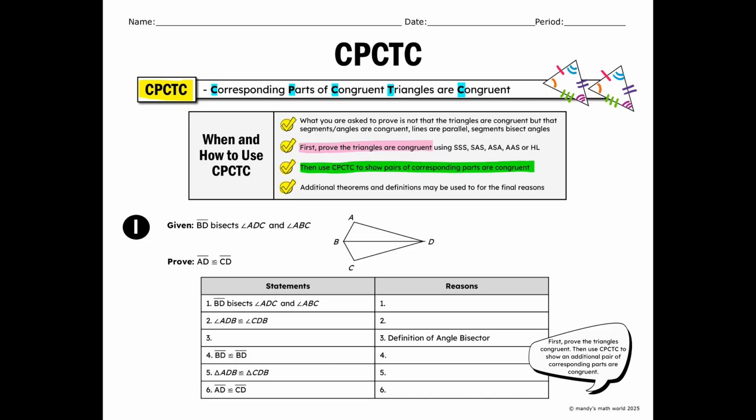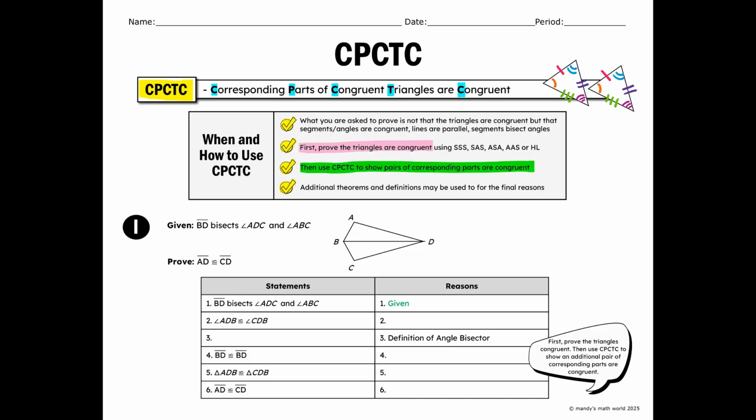So let's get started on example number 1. We're given that segment BD bisects angle ADC and angle ABC. We're asked to prove that segment AD is congruent to segment CD. So in the previous lessons, we were asked to prove that triangles are congruent. Now you're asked to prove a pair of corresponding sides are congruent. So first, what we need to do is prove the triangles are congruent. Let's get started doing that.